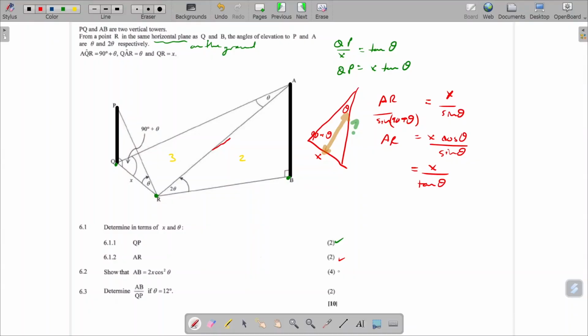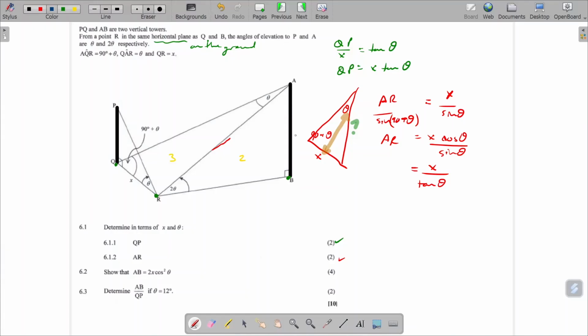Okay, show that AB is this. Now again, it's a run-on question. So AB, where is AB? AB is the length of this tower. So again, we've got a right angle triangle, which tells us we need to use definitions. If you're going to use a definition, and we're looking for this one over that one, for that angle, that would be sine. So for 6.2, sine of 2 theta equals AB over x cos theta over sine theta.